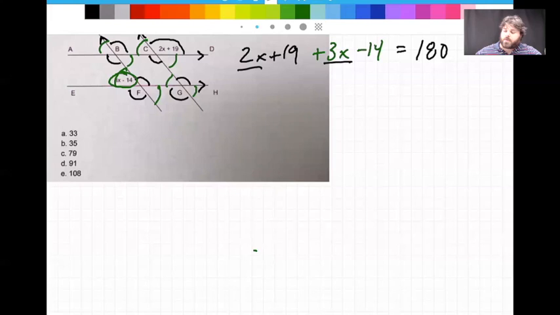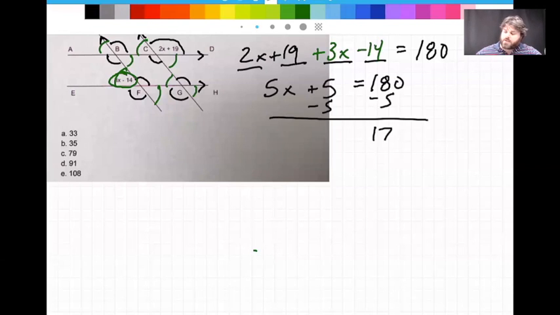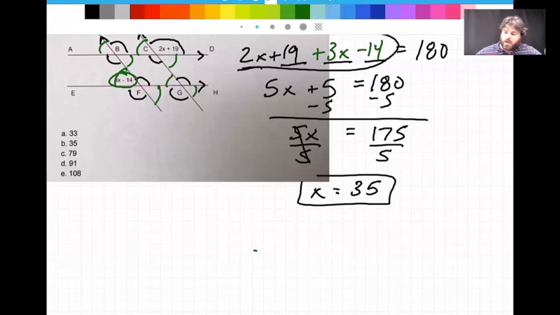So I combine my like terms: 2x and 3x make 5x, and 19 plus 14 is 33. That equals 180 degrees. So take away 5 from both sides, it gives you 175 is equal to 5x. Of course, the last step is to divide out the 5, and I get that x is 175 divided by 5, which is 35. Now remember, from the very beginning, if you had trouble with this, you could have graphed left and right sides and found the intersection, and you would have then found 35. But this one's pretty straightforward. The answer choice B, 35, is the correct answer.